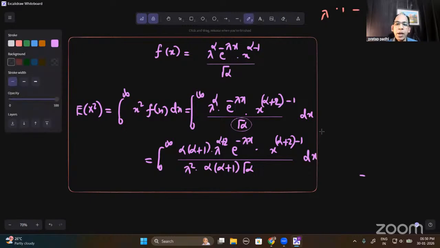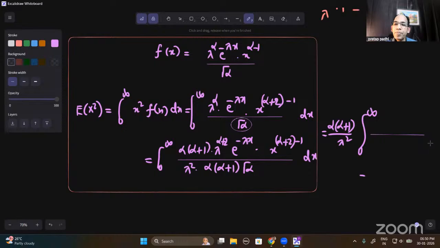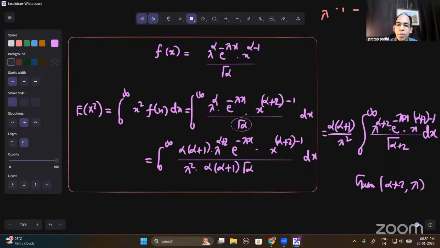Next step, if you write it here, you take alpha(alpha+1)/lambda square out, everything, and within you will get whatever you want, and this will be the density function of gamma(alpha+2, lambda). See, everything we have: I have alpha plus 2 here, and I have lambda power alpha plus 2 here, and e minus lambda x here, x power alpha plus 2 minus 1. So exactly this is the density function of this gamma distribution.